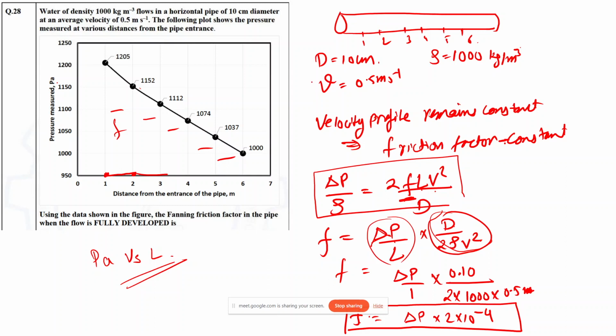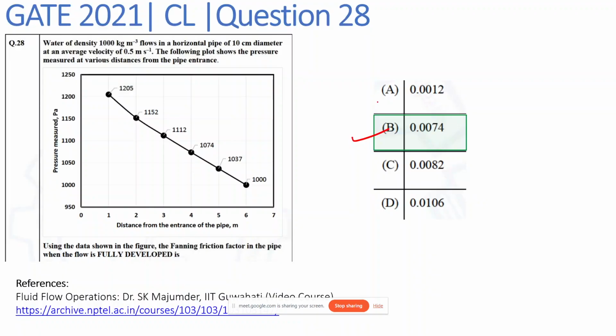And in this case, we observed that for sections 5 and 6, the friction factor became constant to a value of 7.4 into 10 raised to minus 3. So since the friction factor is constant, that means the velocity profile would be constant, and that implies that the flow is fully developed. And that is why we say that at sections 5 and 6, the friction factor is 7.4 into 10 raised to minus 3 for fully developed flow. So that is why we selected our final answer as 0.0074.